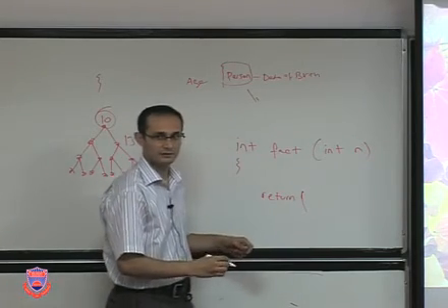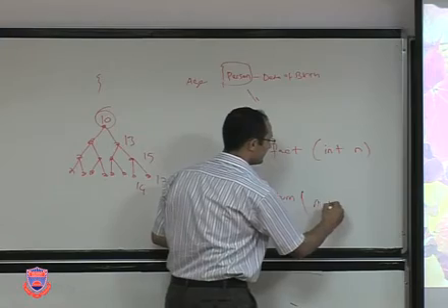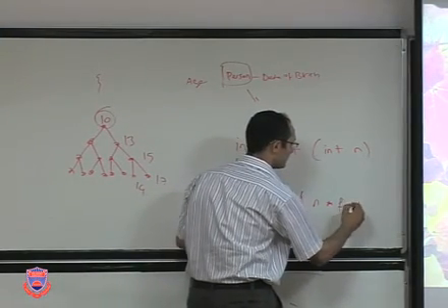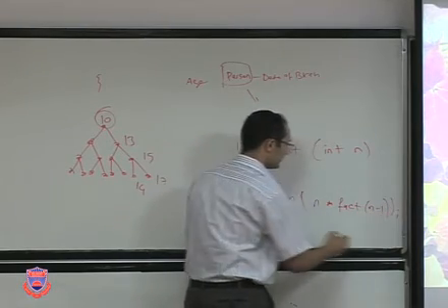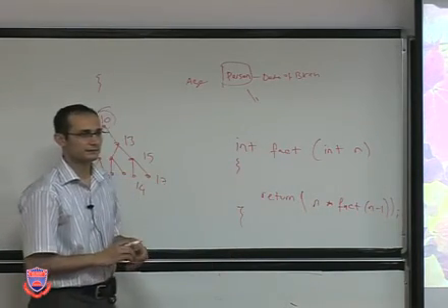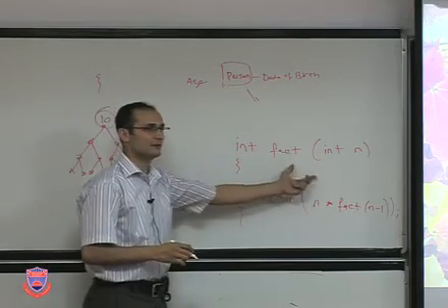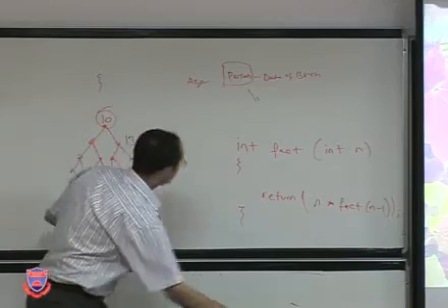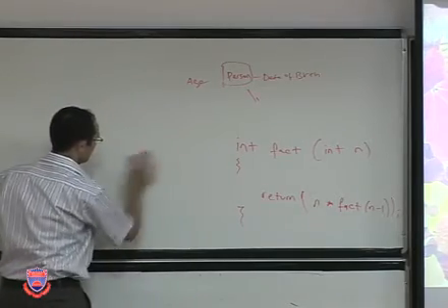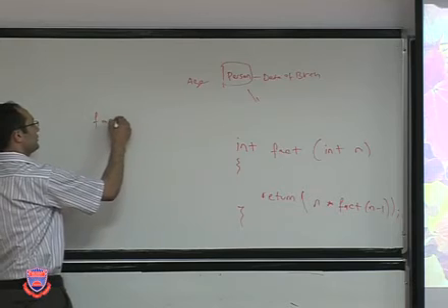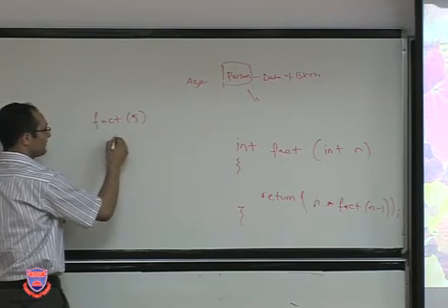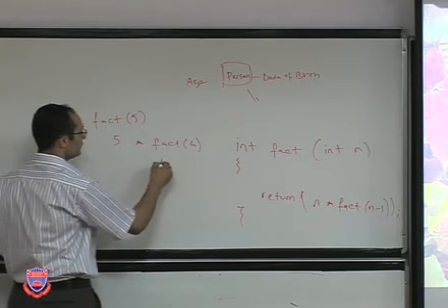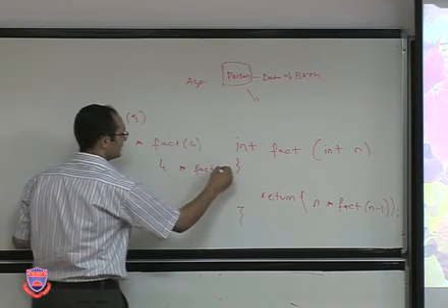What am I going to return? I will multiply n with factorial of n minus 1, right? So every time if I call it with factorial 5, it's going to call 5 times factorial 4. Whenever you call this, this is going to be equal to 5 times factorial 4, and then this is going to be equal to 4 times factorial 3, right?